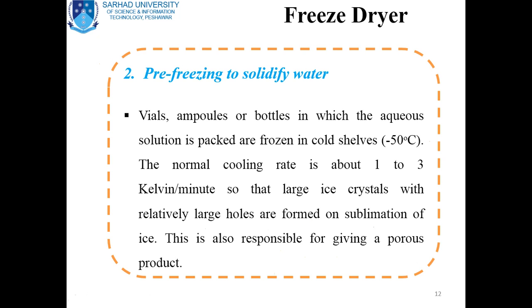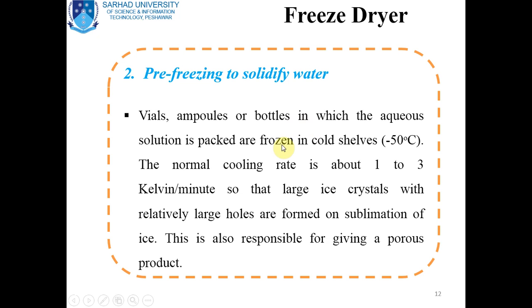The second step is pre-freezing to solidify water. After the pre-treatment and pre-concentration, the vials, infusion bottles, or bottles in which the aqueous solutions we want to dry are frozen in cold shells, and the cold shells have a temperature of minus 50 degrees centigrade. The normal cooling rate is about 1 to 3 Kelvin per minute. That is the cooling rate so that large ice crystals with relatively large holes are formed on sublimation of ice. This is also responsible for giving a porous product.